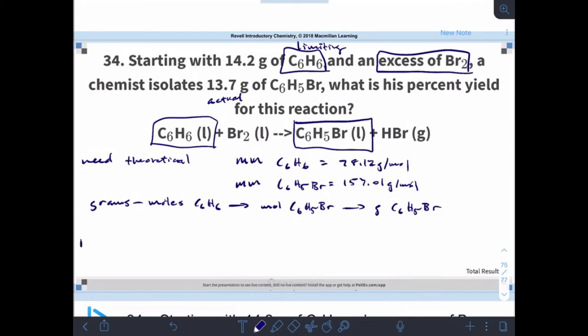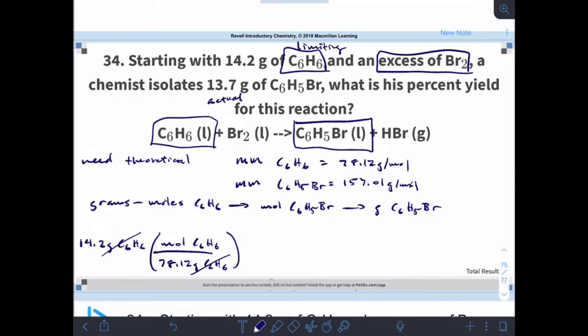All right, so we start with 14.2 grams C6H6. Convert that to moles. I'm going to put grams on the bottom so the grams go away. So 78.12 grams of C6H6 per mole. Notice throughout all of these problems, I'm being very careful to label everything very clearly. That way I can track my work and make sure that things are canceling the way they're supposed to. So grams of C6H6 will go away.